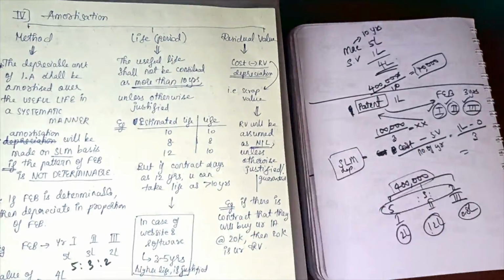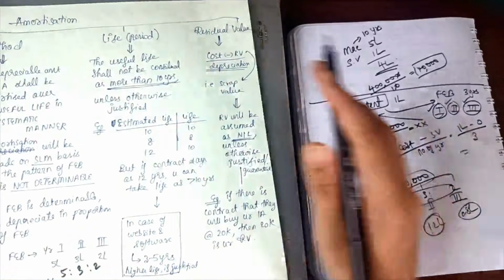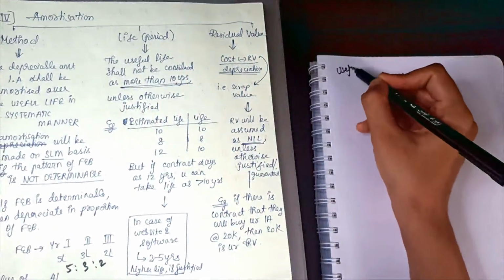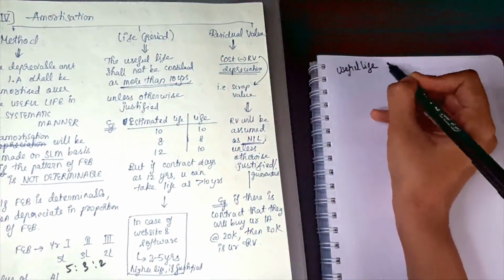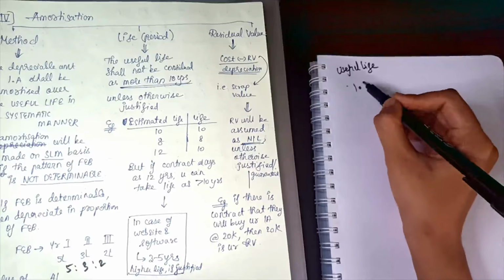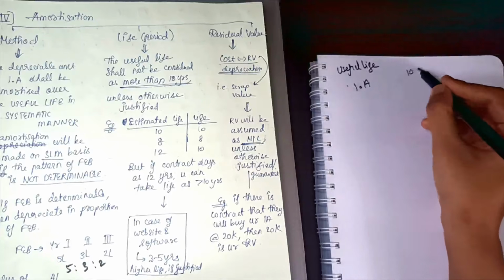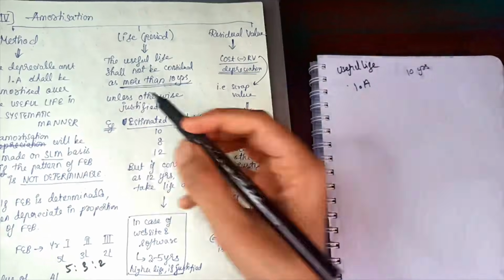Okay, so the next topic is life. We spoke about useful life here, right? So they have a condition for useful life. What they say is all intangible assets shall not have a useful life of more than 10 years unless otherwise justified.